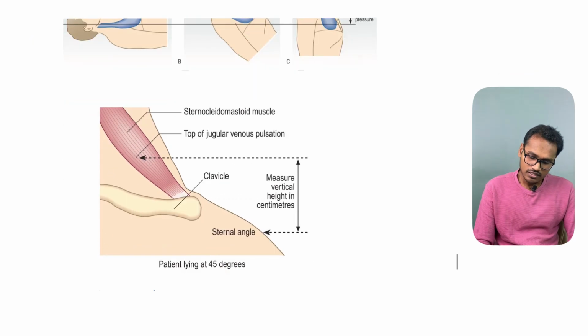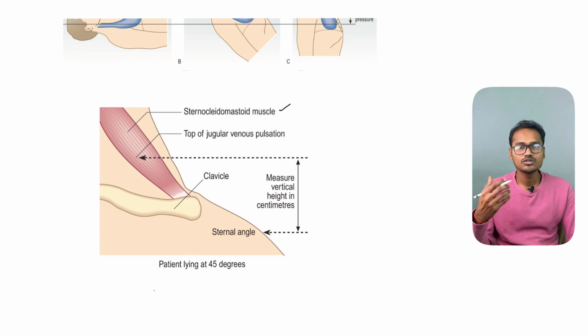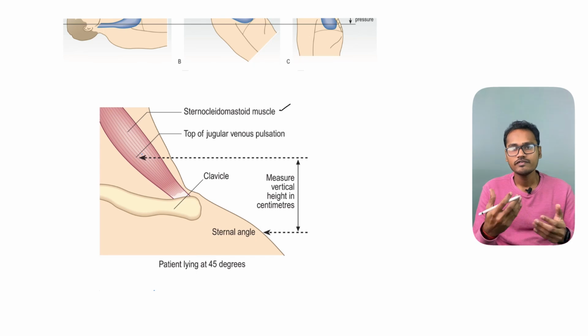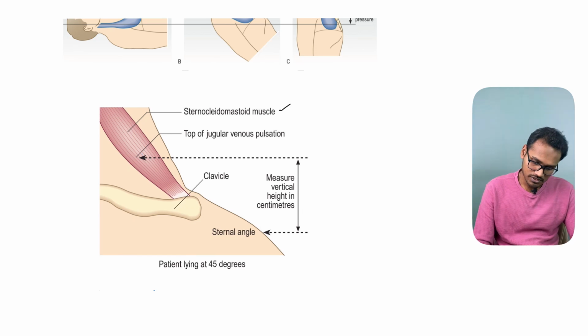Whenever we are looking at the sternocleidomastoid, most of the time the jugular venous pulse will not be visible in a normal individual. Or sometimes, even if it is visible, it can be normal. So how do we confirm that it is abnormal? For that, we have to do the measurement. So let's take an example of how to measure it.